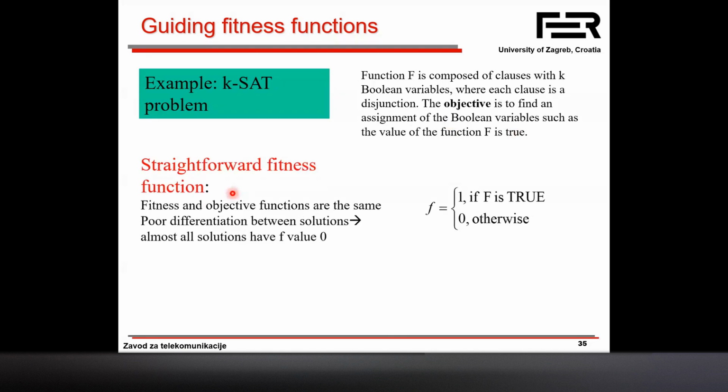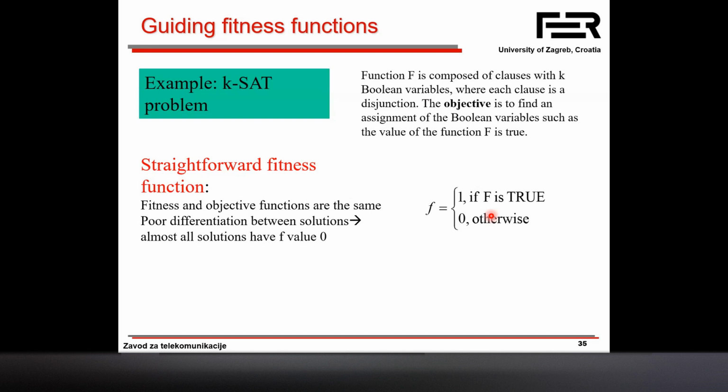If I would just take a straightforward fitness function which says the fitness is 1 if my function is true, 0 otherwise, then almost all solutions will have the same fitness value. So the question is, how can I then know whether I should move from one solution to another? In which direction should I continue the search? Any idea how we could modify this? Anyone? So what would you do?